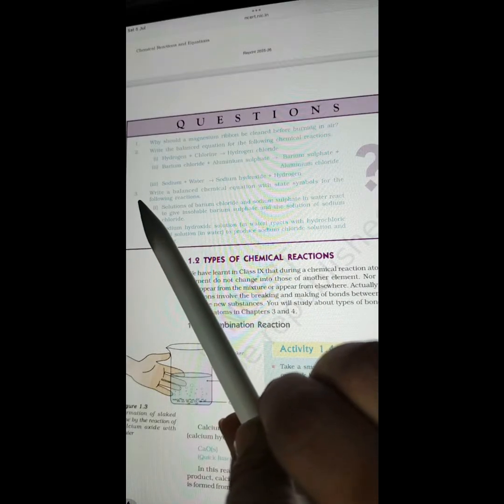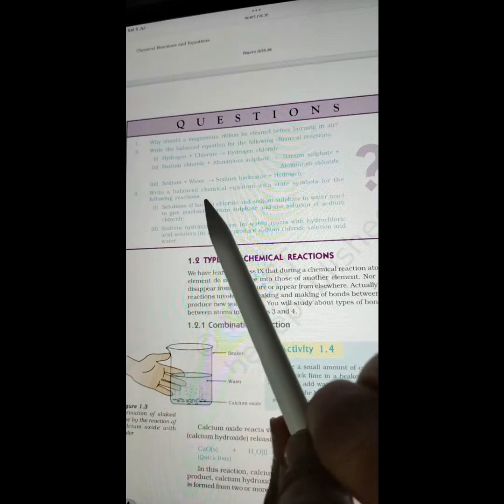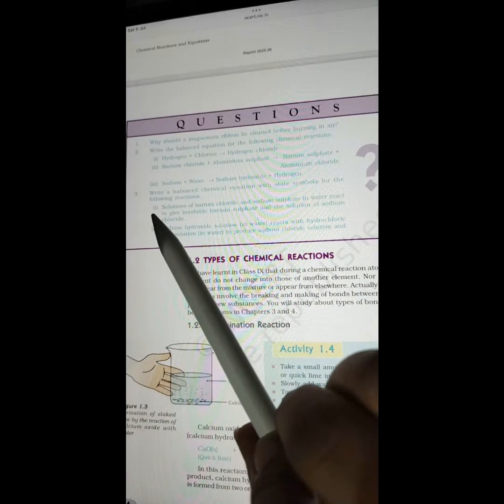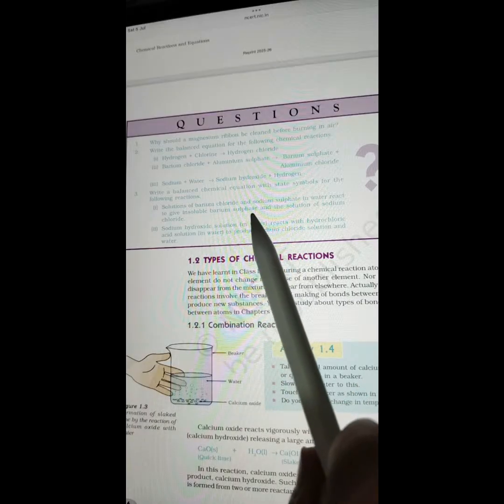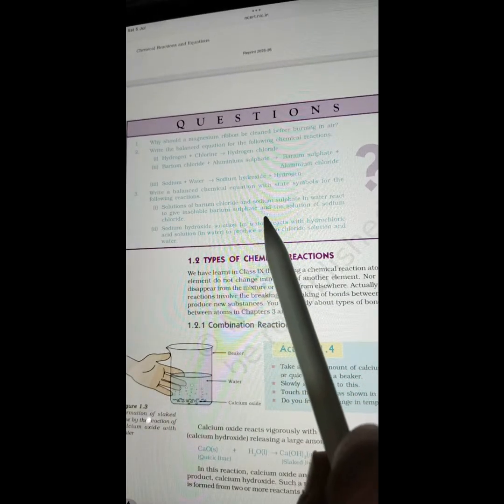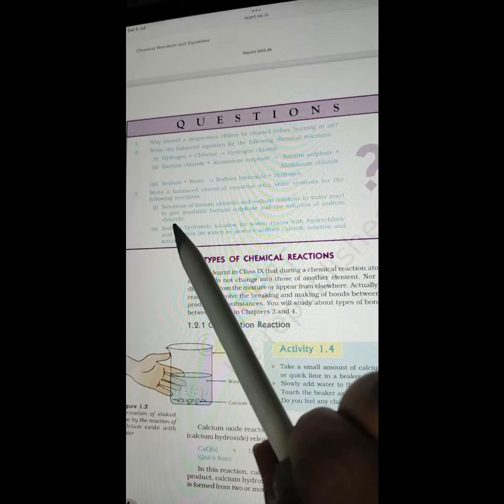Question number 3, write a balanced chemical equation with state symbols for the following reactions. One is solutions of barium chloride and sodium sulfate in water react to give insoluble barium sulfate and the solution of sodium chloride.